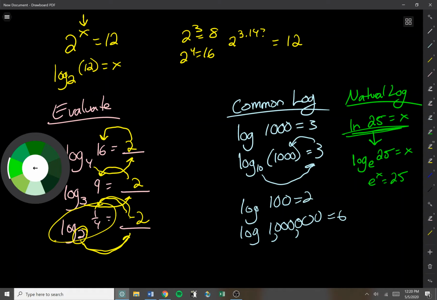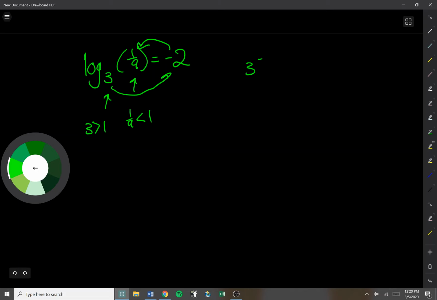Okay, so I think all I want to do is just get more practice with this, more familiarity, and we'll be okay. So let's get some weird ones. Let's say that I had the log base 3 of 1 over 9. If the base is a number bigger than 1, and this is a number less than 1, the solution will always be negative. 3 to the negative 2 equals 1/9, because 3 to the negative 2 becomes 1 over 3 squared, which is 1 over 9.